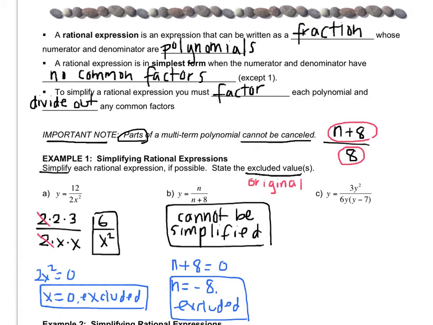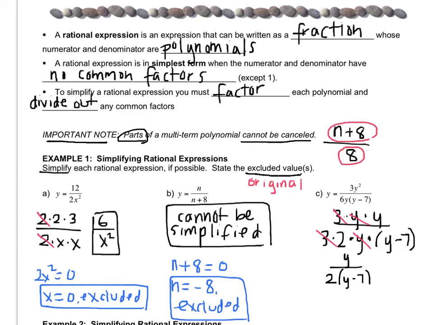Okay. This is 3 times y times y. And this is 3 times 2 times y times the binomial y minus 7. So you cancel out a 3 and you cancel out a y. This y cannot cancel this y, just like this n cannot cancel this n, and this 8 cannot cancel this 8 because it's part of another polynomial. So that's as simplified as you can go. So the answer is y over 2 times y minus 7.